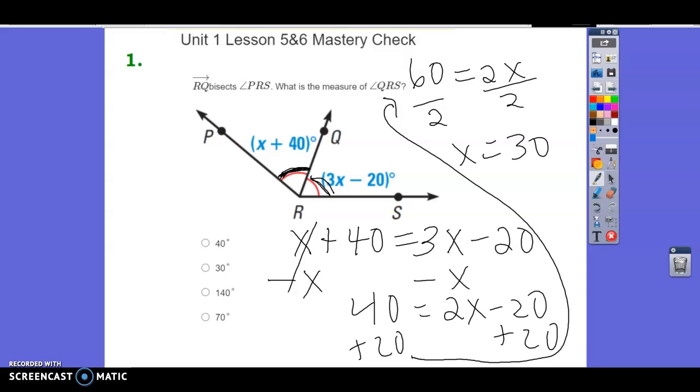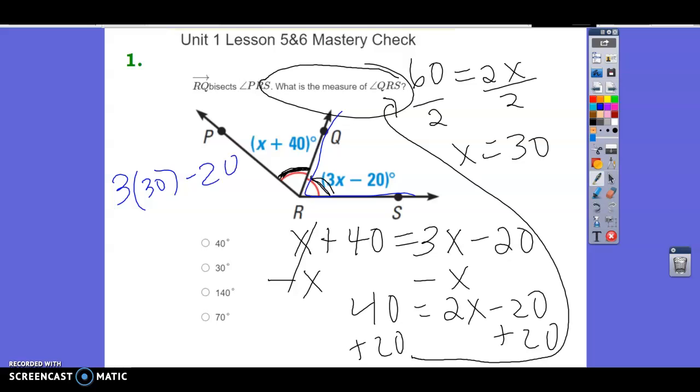Now, 30 is one of the answers, but 30 is not the correct answer because they're not asking for the value of x, they're asking for the measure of QRS. Where is QRS? Pick a different color. Here's this angle right here, angle QRS. So 3 times x minus 20 is the measure of angle QRS.